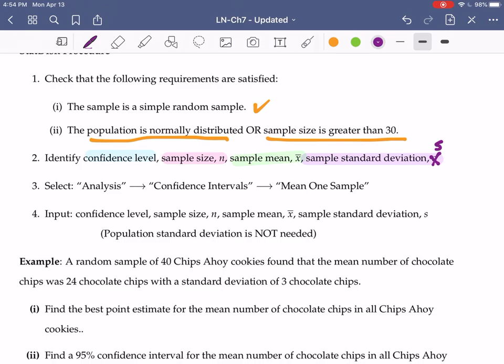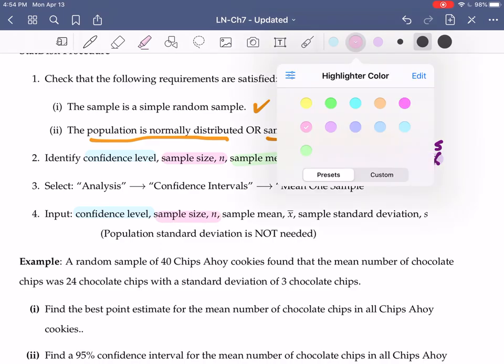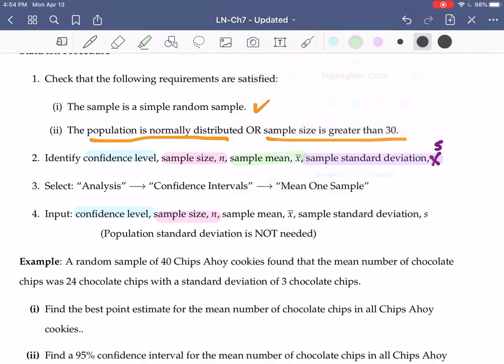All right, so how do we roll with this? In StatDisk, we choose analysis, confidence intervals, and then a mean for one sample. Same thing we chose in the last setting. We input the confidence level. We input the sample size. We input the sample mean, x bar, and we input that sample standard deviation, s.